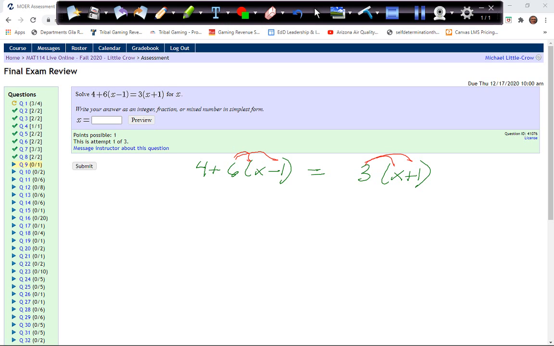Okay, so then we get 6 times x is 6x. 6 times -1, -6. 3 times x, 3x. 3 times 1, plus 3. We could combine like terms here, so 4 and -6, we're going to get 6x minus 2.